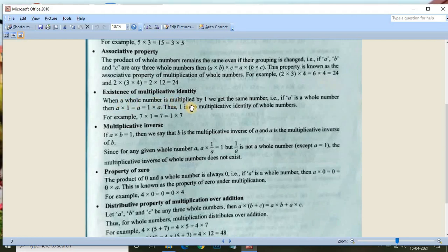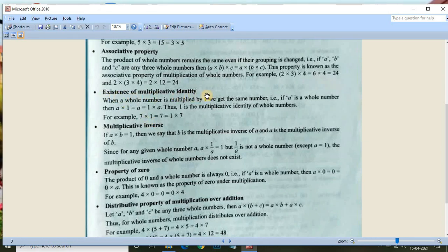When a whole number is multiplied by 1, we get the same number. If A is a whole number, then A into 1 equals A, or 1 into A is also A. Here you can see the example: 7 into 1 equals 7, and 1 into 7 equals 7. So in these cases the answers will be the same.